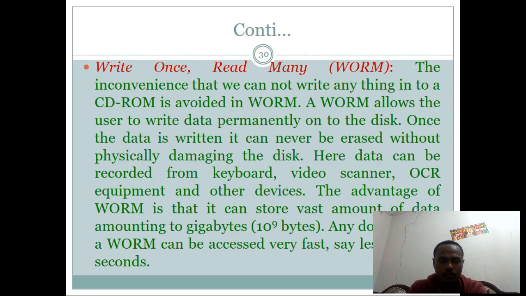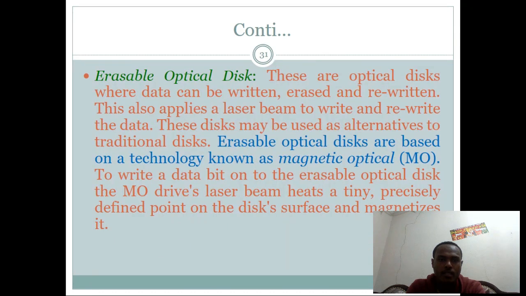WORM. The inconvenience that we cannot write anything into a CD is avoided by WORM. It means you can write once, and then read it many times. Erasable optical disk. These are optical disks where data can be written, erased, and rewritten. This also applies a laser beam to write and rewrite the data. So the difference between the two is that this one is erasable while the first one is not.